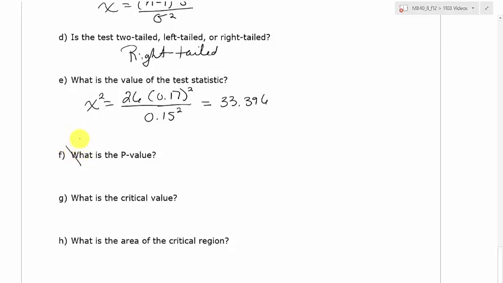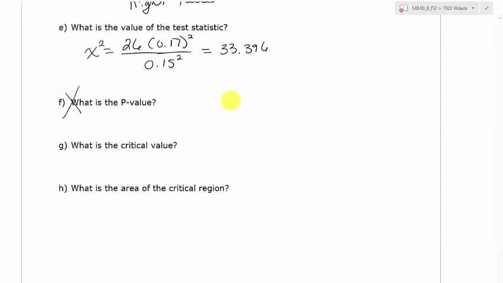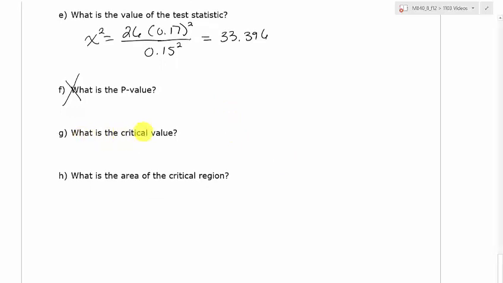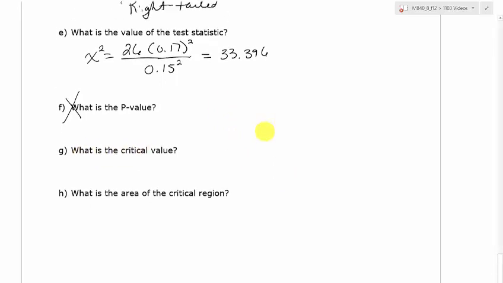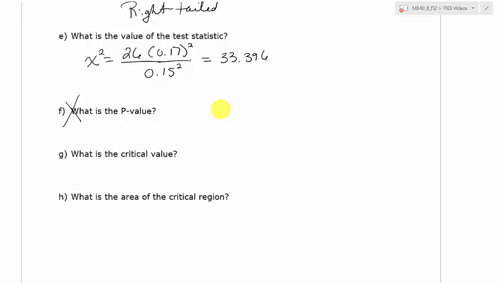We're not going to do the p-value on chi-squared distributions. You can get them if you have a graphing calculator, but if you do not have a graphing calculator, then getting p-values is rather cumbersome. What is the critical value? So we have a right-tailed test, and our significance level is 0.05.